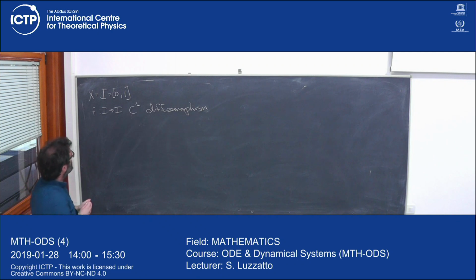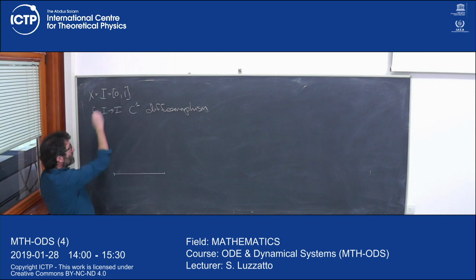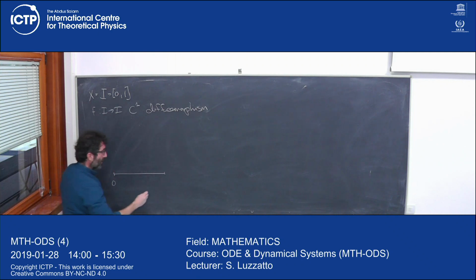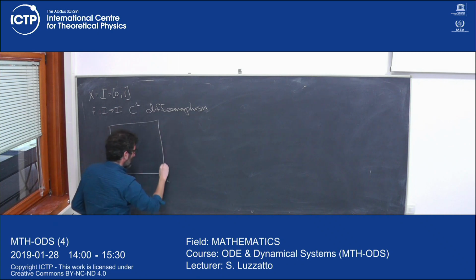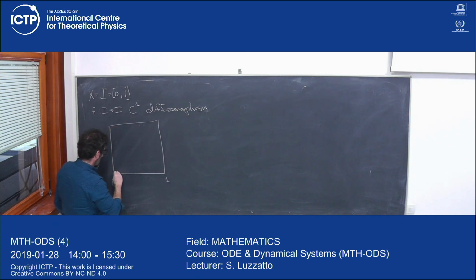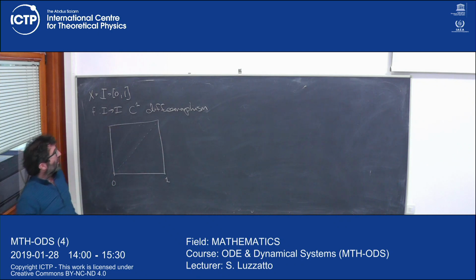Okay. So what does a C1 diffeomorphism of the interval look like? So we have a map f from [0,1] to [0,1], right? So we can draw the graph. That's the advantage of working in 1 dimension. It's easy to draw the graph. Okay. So what can you tell me about the graph of a C1 diffeomorphism?